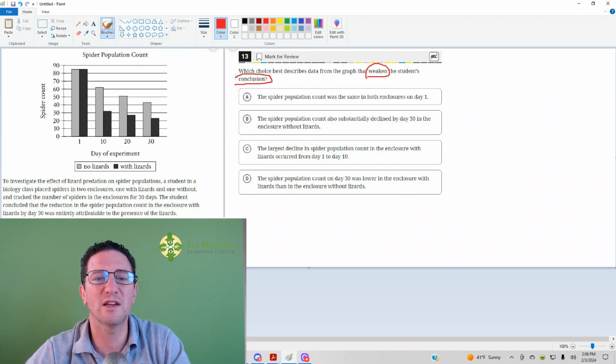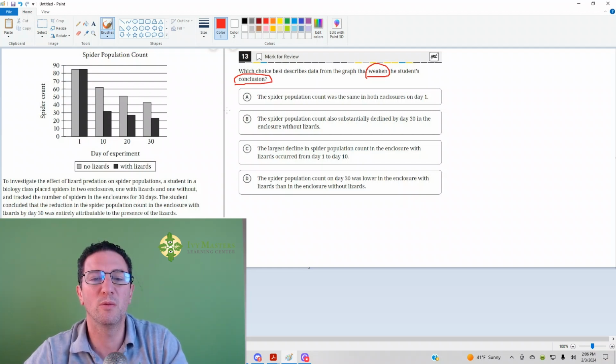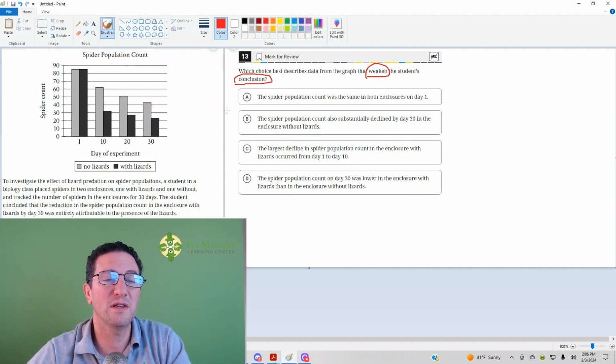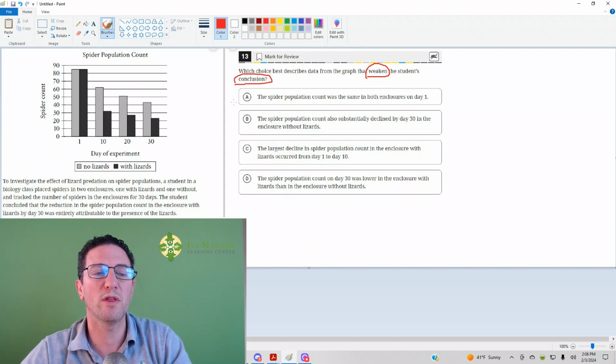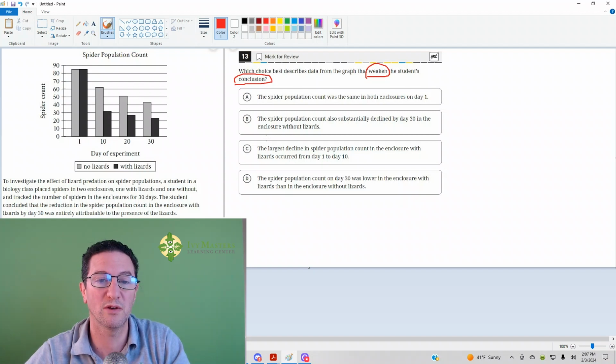Usually when it asks the conclusion, the verb concluded will be in the last sentence, and we really want to focus on that last sentence of the paragraph, sometimes two sentences. Now, as soon as you see the graph, most students will say, hey, what's true based on the graph? And if there's more than one thing true, they'll say, how could more than one of these be true? Sometimes even all four of them are true based on the graph.